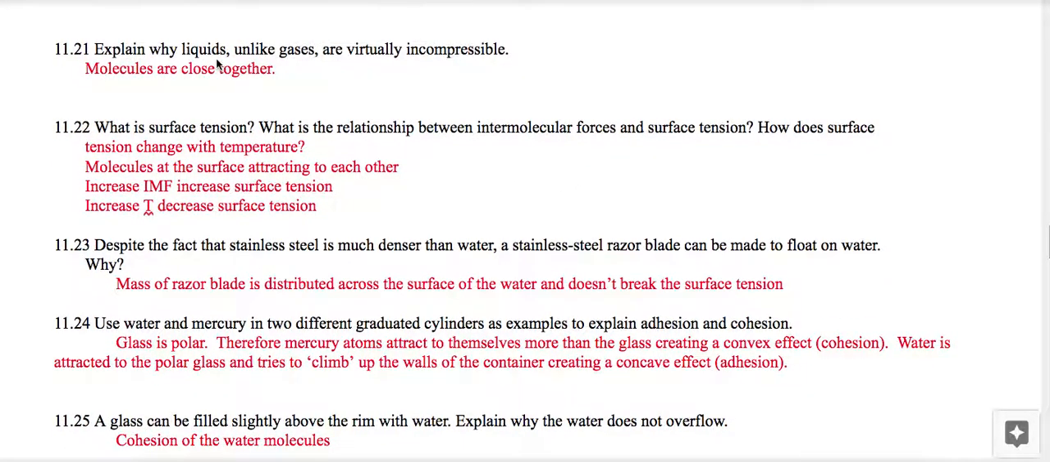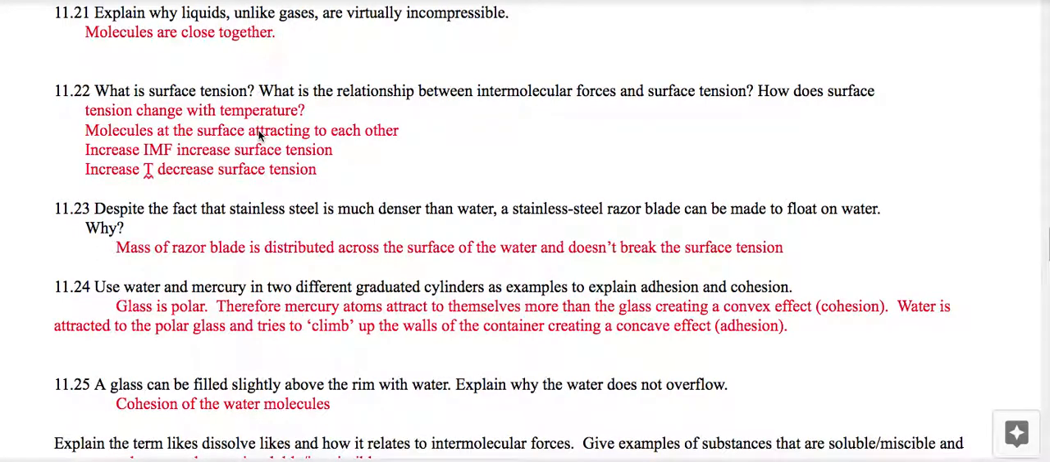Liquids are closer together than gases. That's why they are less compressible. Surface tension. So surface tension is the attractive forces between the molecules on the surface. That's the first one. And this is not supposed to be right. This is part of the question. Oops, that's my fault. I bolded that. This should not be in red.